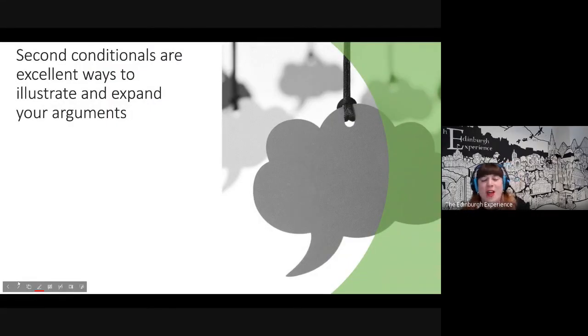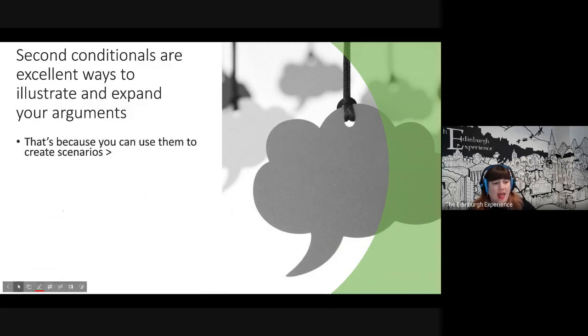Okay, now in terms of how you can use these practically, especially if you're planning to take exams, yeah? Second conditionals are excellent ways for you to illustrate and expand your arguments when you're speaking and when you're writing. Yeah. So, for example, we can use them, especially guys, to create scenarios like this.